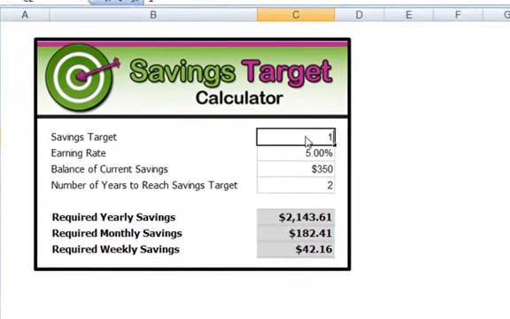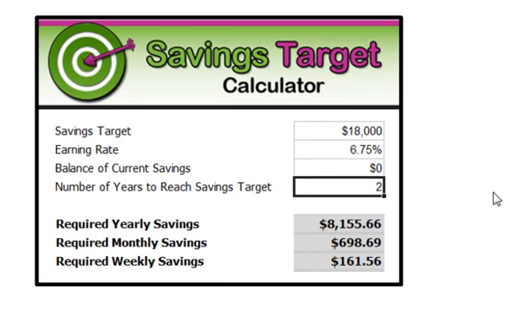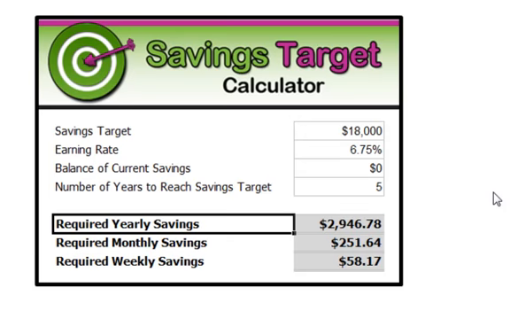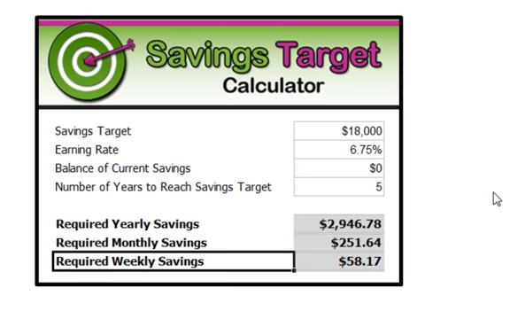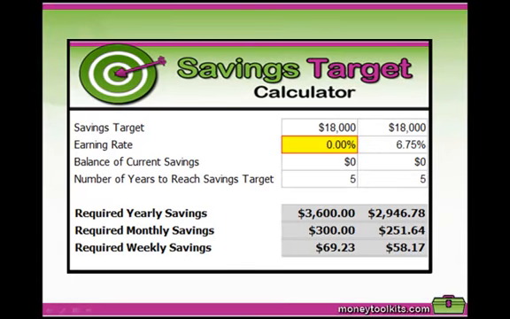So, $18,000 is the cost of the car. It's at 6.75% interest. She's got no savings, and this is going to take 5 years for her to save. So as you can see, every year she needs to put away just under $3,000, or $251 a month, or $58.17 a week.